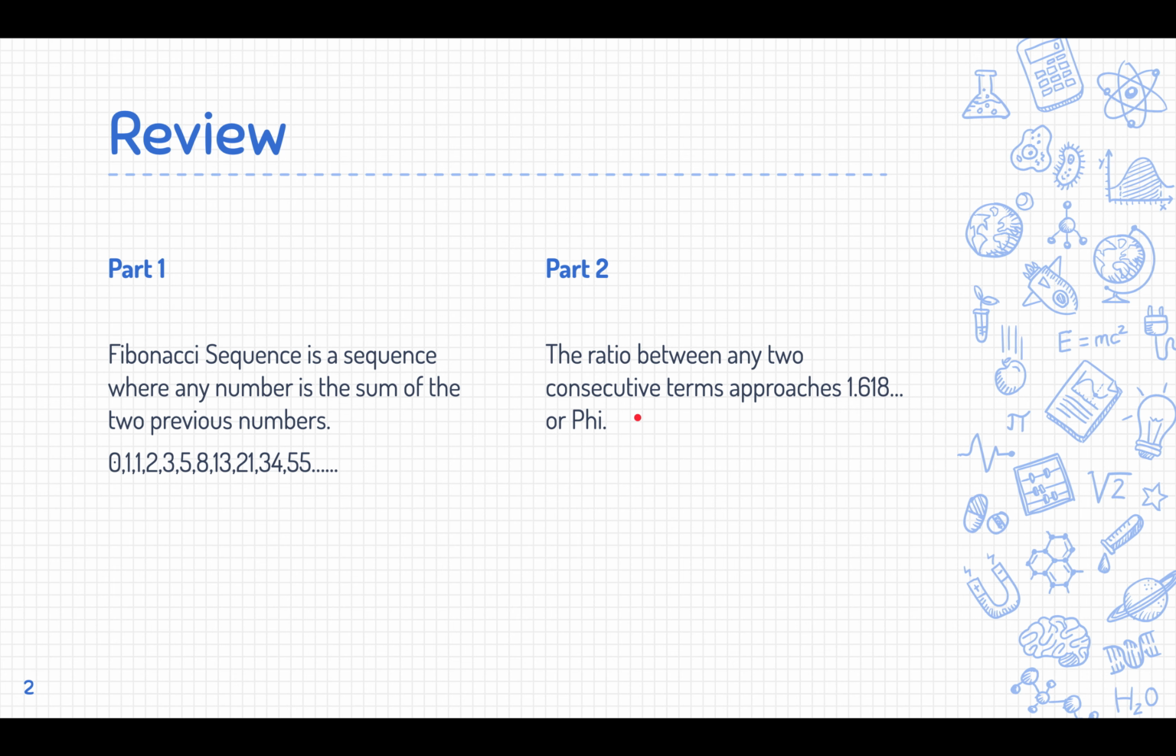Before we start with the fun stuff, let's have a bit of review, just to refresh your minds. The Fibonacci sequence is a sequence where any number is the sum of the two previous numbers, like 0, 1, 1, 2, 3, 5, 8, 13, and so on forever. The ratio between any two consecutive terms approaches 1.618. That's an approximate value, not the full value, which is phi, the Greek way of saying it.